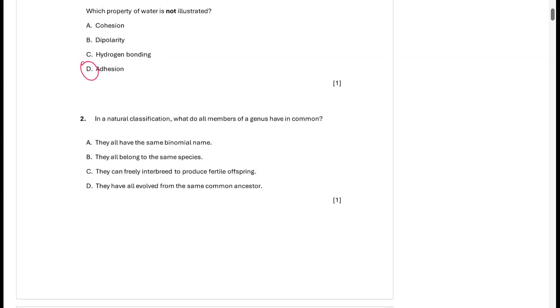In question 2, it asks what do all members of a genus have in common? And the genus is made up of many different species. And the grouping is all done based on common ancestry. So they all have the same binomial name? Well, they don't. They would have the first of the 2 binomial names, but not the second, so it's not that one. They definitely don't all belong to the same species because the genus is a larger group than the species. They wouldn't all be able to freely interbreed to produce fertile offspring because they're not all members of the same species, but they have all evolved from a common ancestor, so that would again be D.